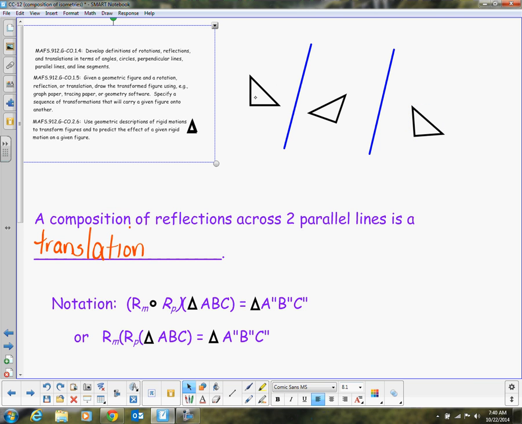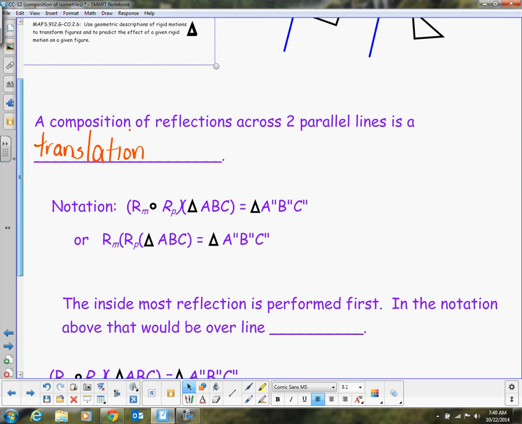Then basically, if we look at this figure to this figure, it is just a what? Should be just a translation if I've reflected well. So composition of reflections across two parallel lines is a translation. So look at our notation. This says reflect over P first, reflect over M second. Or it could be written this way, where it's the reflection over line M of the reflection over line P of triangle ABC.